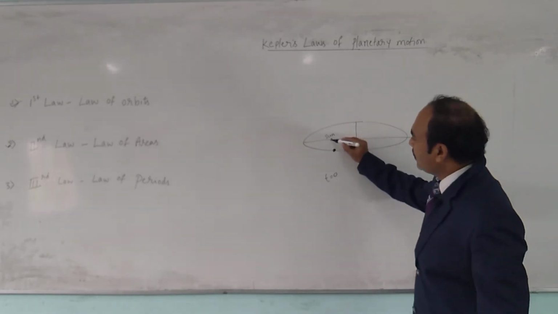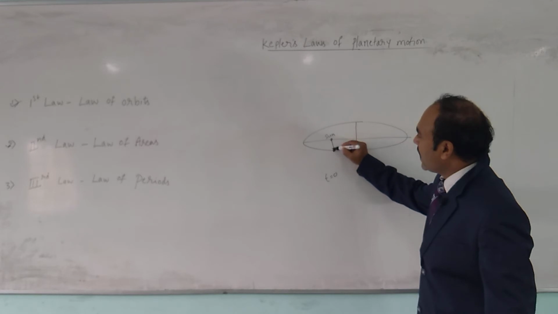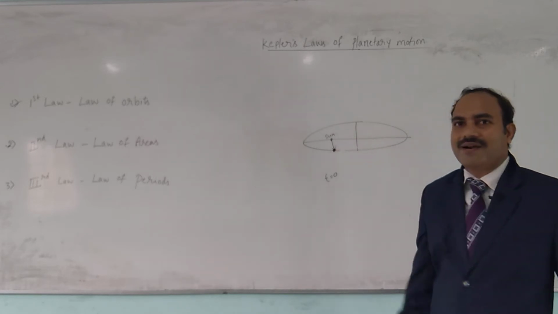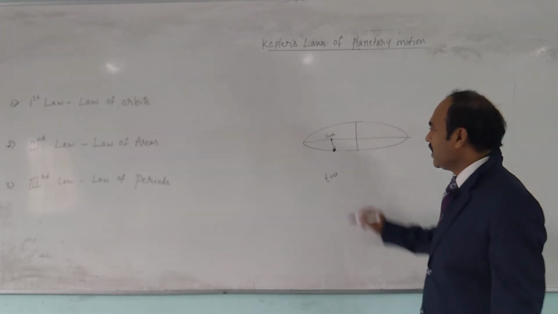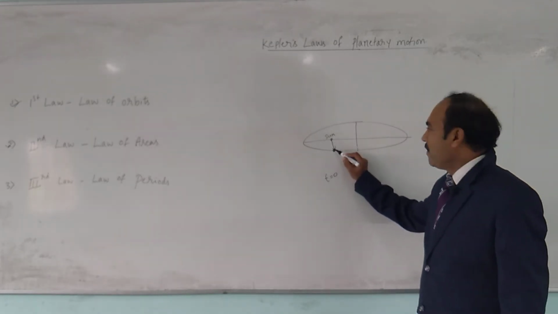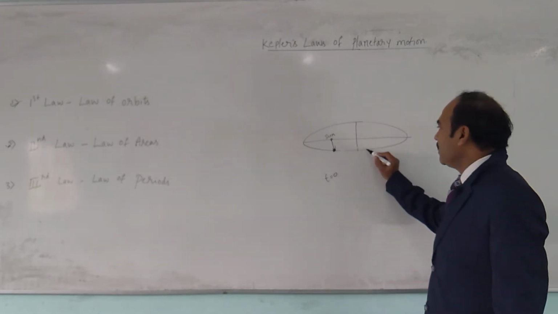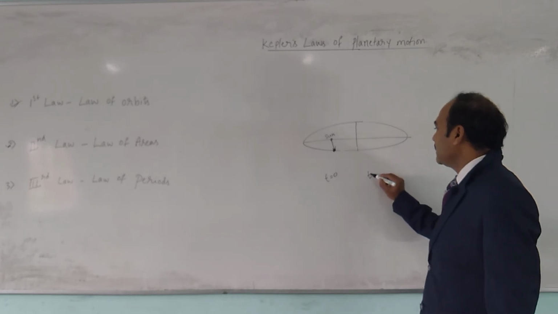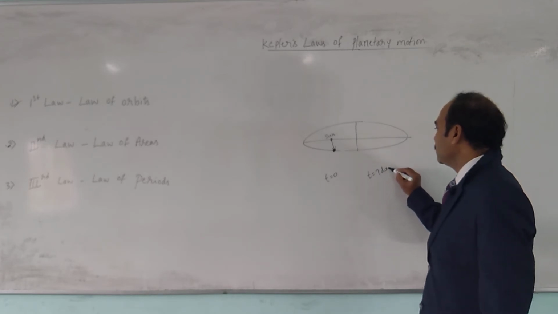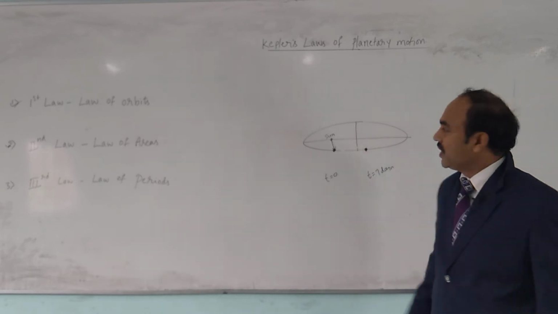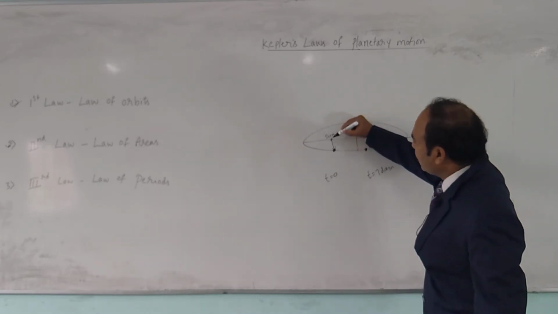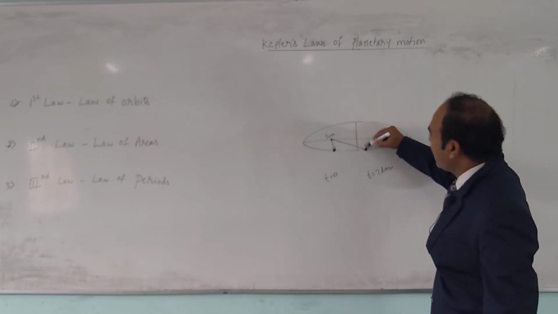Draw a line joining the sun to the planet. This line is called the radius vector. When the time passes, the planet moves on the orbit. After 7 days, let's say t is equal to 7 days, let this be the new position of the planet. Now draw a new radius vector joining the sun to the planet.